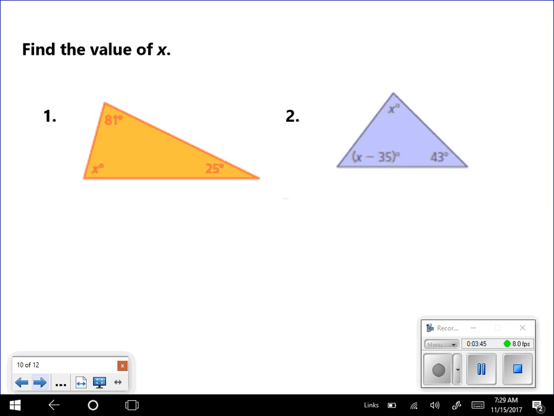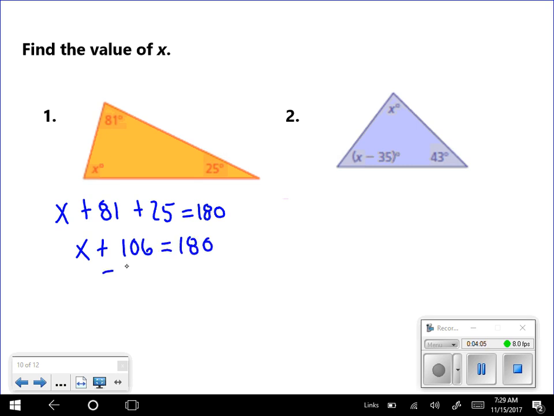Alright, here's 2 more examples. We have x, 81, and 25. So we'd have x plus 81 plus 25 equals 180. Combine your like terms. So I have 106 equals 180. Subtract 106 to get x alone. So x equals 74.